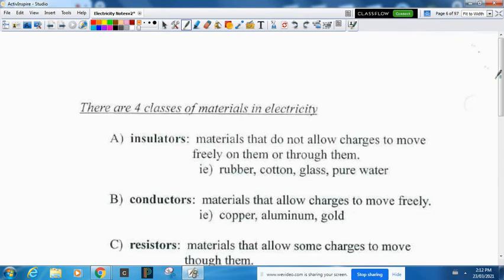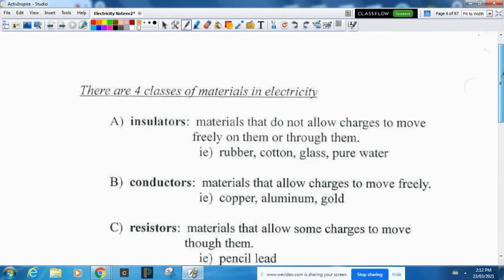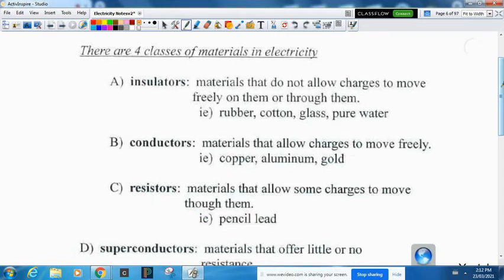Now, there's 4 classes of materials in electricity. The first one is the insulator. An insulator is a material that does not allow charge to move freely on them or through them. So rubber, cotton, glass, pure water does not conduct very well. And then you have the conductors. These are materials that allow charges to move freely through them. Like copper, aluminum, gold. And then we have something called resistors.